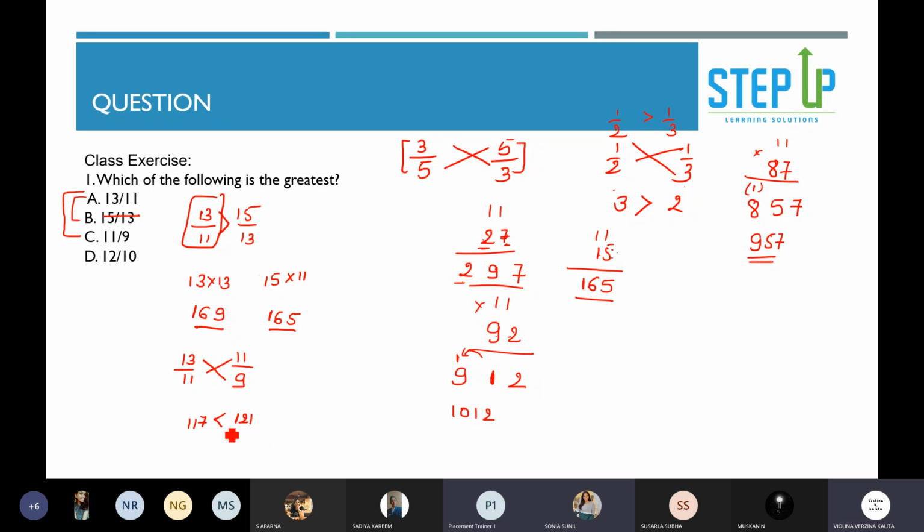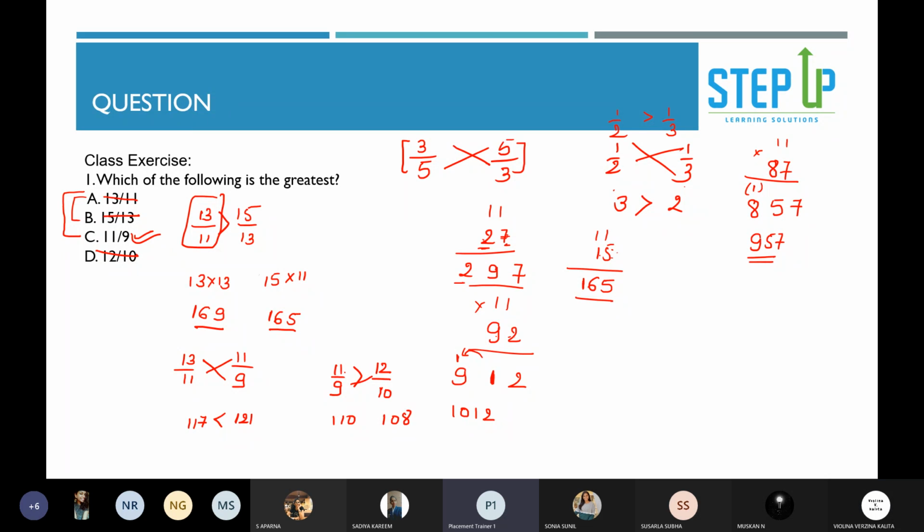11 by 11, by 11, by 9. Correct. So this is also eliminated. Now we need to compare between 11 by 9 and 12 by 10. 11 into 10 is 110, 9 into 12 is 108. Which one is greater? 11 by 9. So finally this will be your answer.